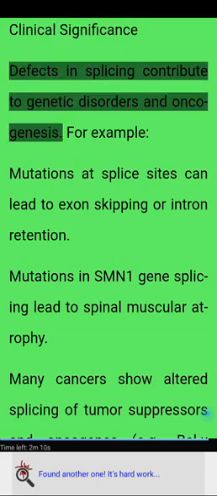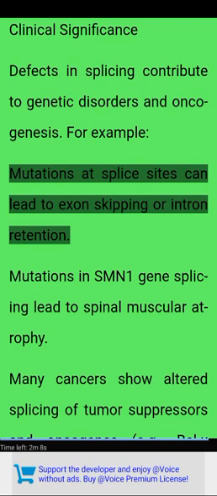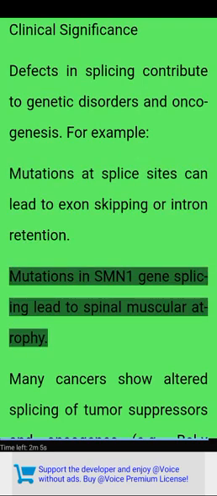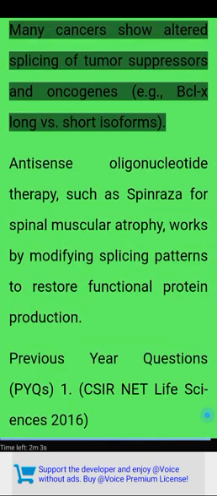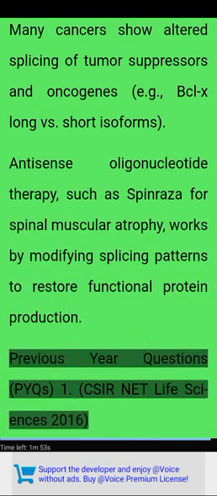Clinical significance. Defects in splicing contribute to genetic disorders and oncogenesis. For example, mutations at splice sites can lead to exon skipping or intron retention. Mutations in SMN1 gene splicing lead to spinal muscular atrophy. Many cancers show altered splicing of tumor suppressors and oncogenes, e.g., BCL-X long versus short isoforms. Antisense oligonucleotide therapy, such as Spinraza for spinal muscular atrophy, works by modifying splicing patterns to restore functional protein production.